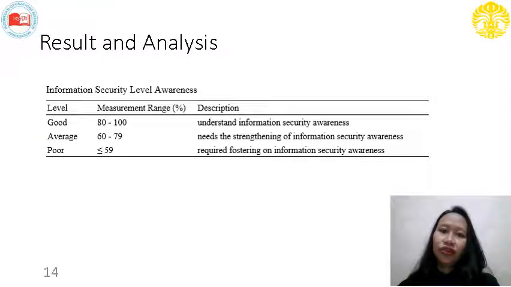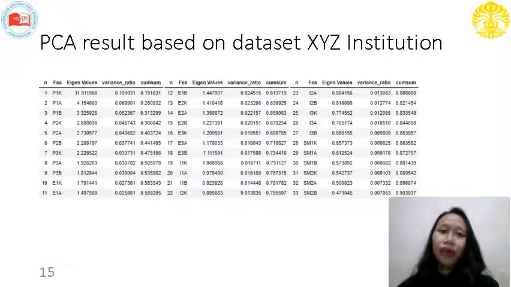The definition of the information security awareness level is conducted after the dataset no longer contains missing data. 148 rows of data are analyzed to meet the appropriate level. The three levels include good level, in which employees have a high level of information security awareness; the average level, in which employees need to strengthen their information security awareness; and poor level, in which employees are required to foster their information security awareness.